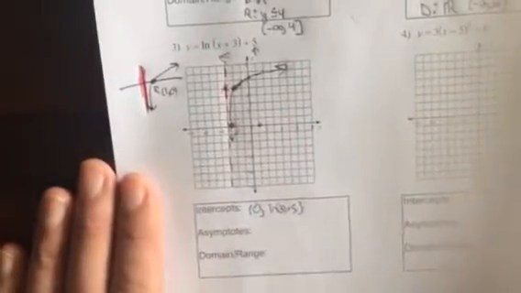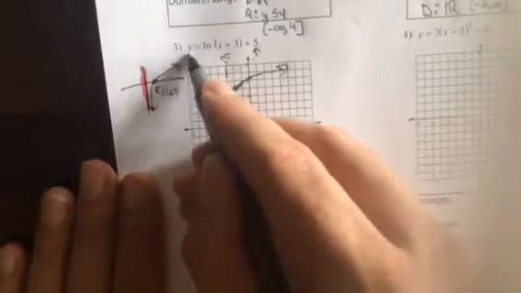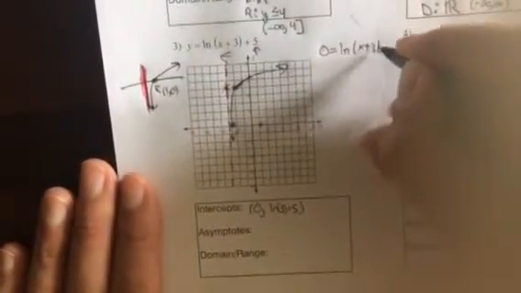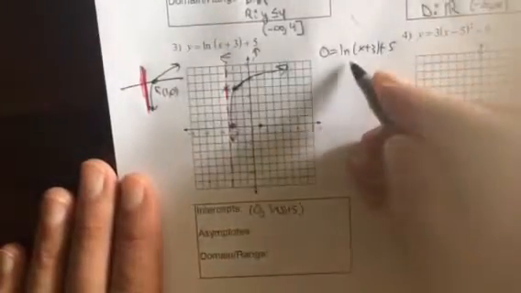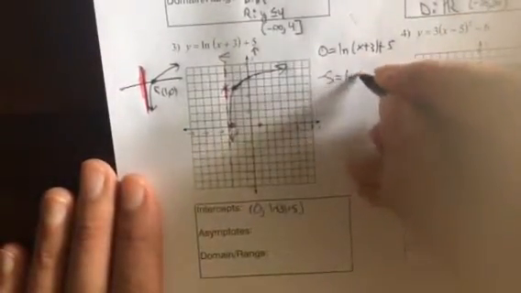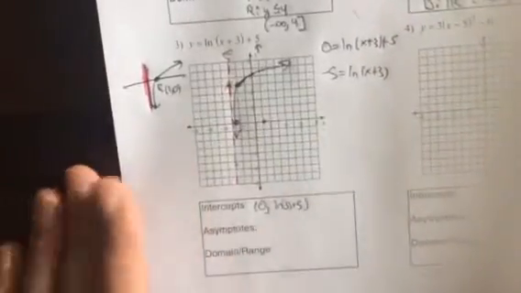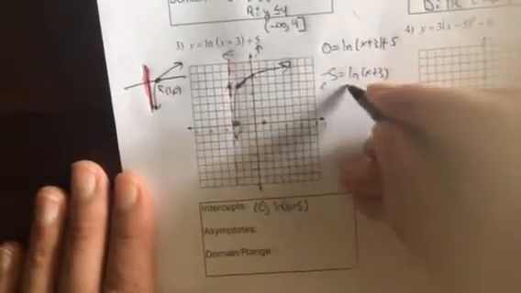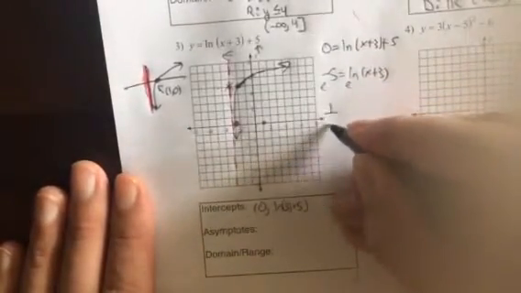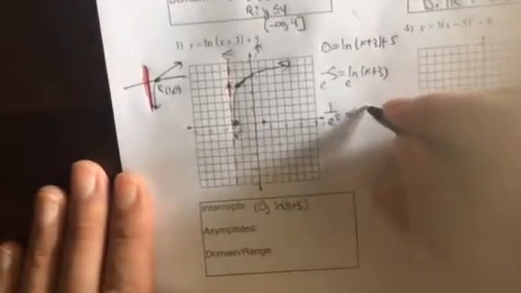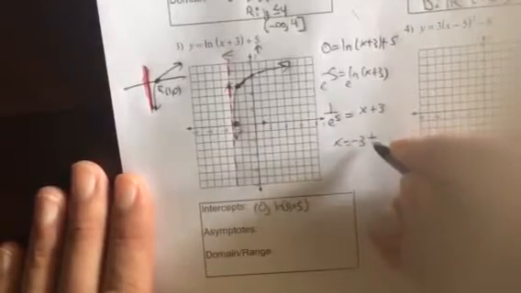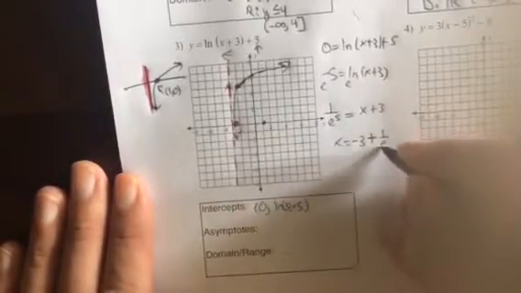There's also an x-intercept. And for this one, we need to set the y equal to 0 and solve an equation. 0 equals natural log of x plus 3 plus 5. Subtract 5 on both sides. And hopefully you know how to solve all types of equations already. To undo a natural log, we do e to the power of both sides. E to the negative fifth is 1 over e to the fifth, and that can't be simplified anymore. And so x equals negative 3 plus 1 over e to the fifth.